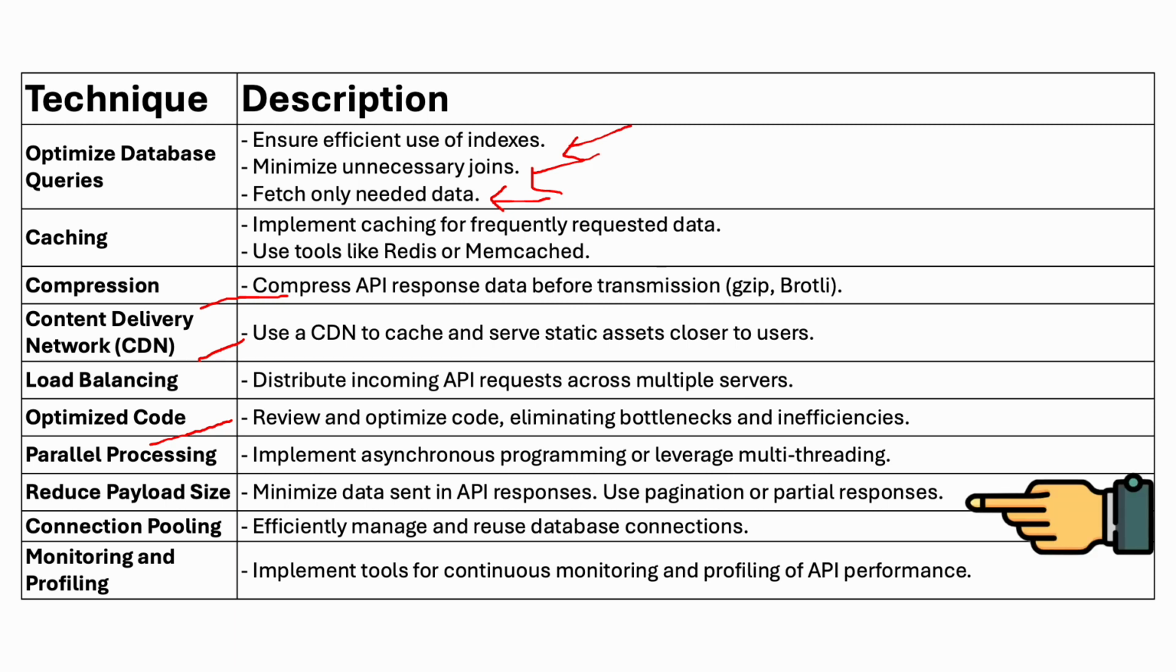Reducing payload size. If we implement pagination or partial responses, we would not be sending the entire data at one time. Thereby we would be able to enhance the API performance.